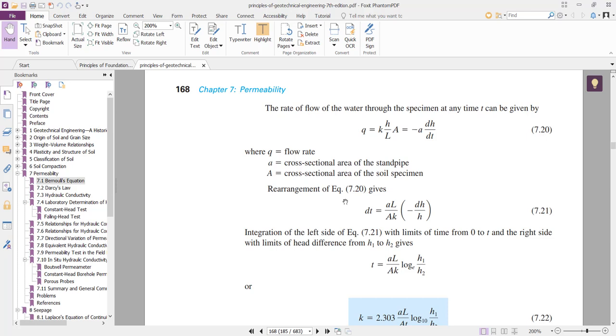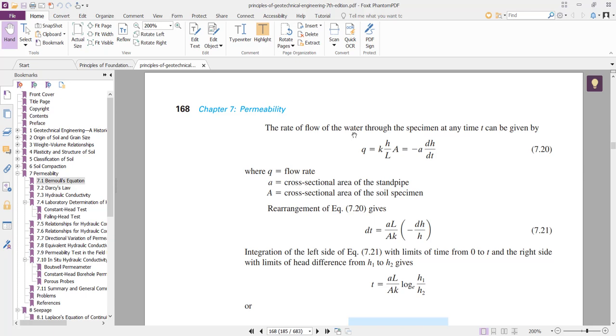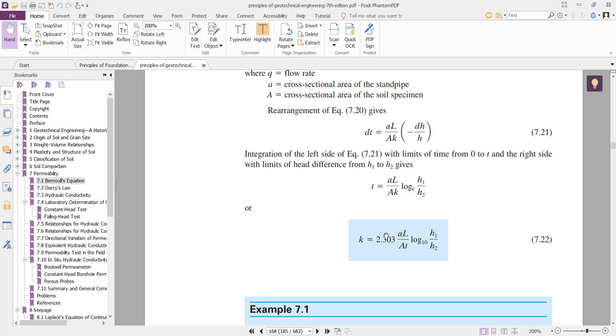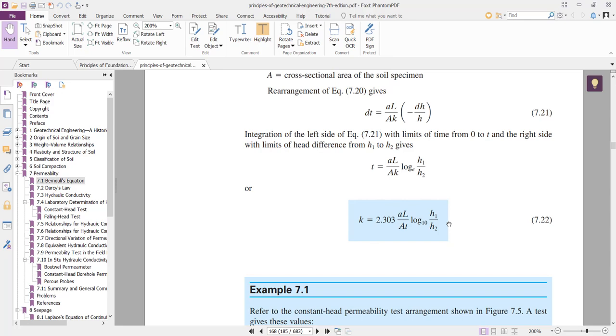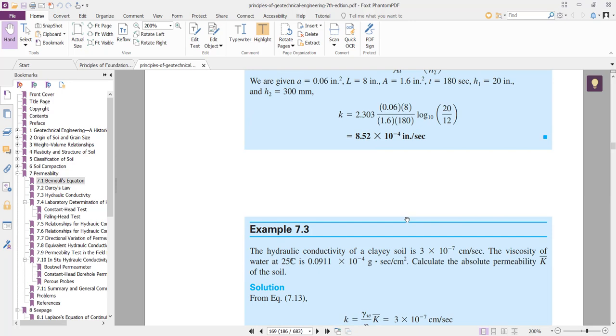So here, the flow of water through the specimen at any time will be equal to k h over l times a, and this will equal a, the tube or pipe cross section, times delta h over delta t. The change in delta h over delta t is the speed. Depending on this, we can calculate k for the clay soil, and finally we get this equation. So it's pretty easy. We can use these two equations for either sand soil or clay soil, and we can get some constant.